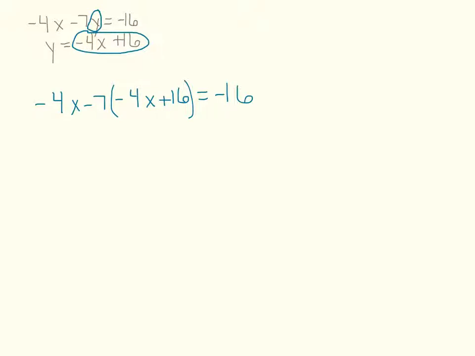Now we want to get rid of the parentheses so that we can solve the equation. And we'll do that by distributing the negative 7. So negative 7 times negative 4x is plus 28x. And the negative 7 times 16 is negative 112, equals negative 16. Now we have like terms on the same side, so we're going to combine those. Negative 4x plus 28x would be 24x.